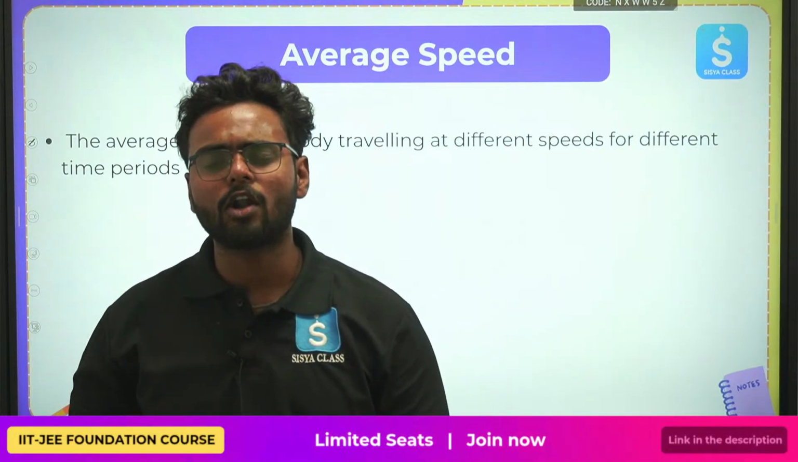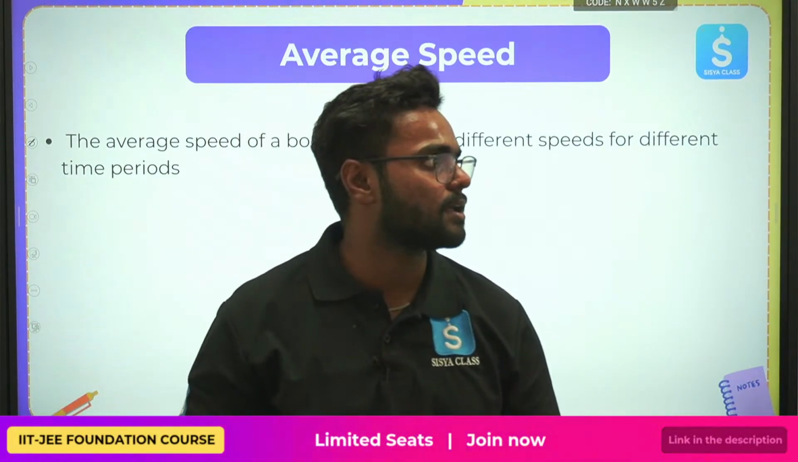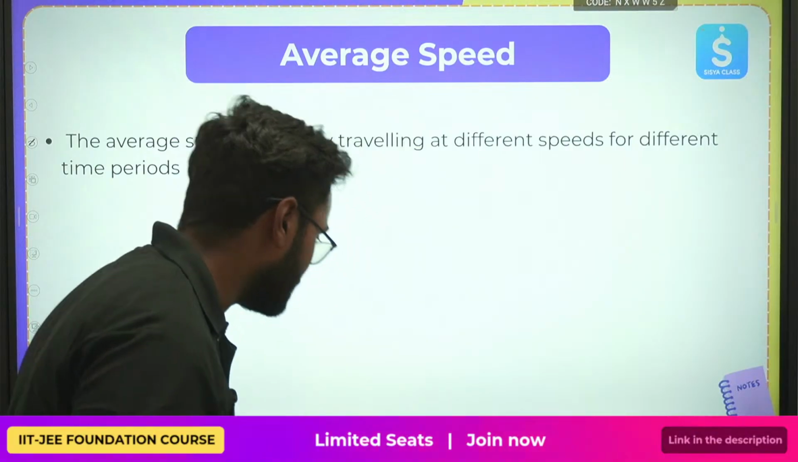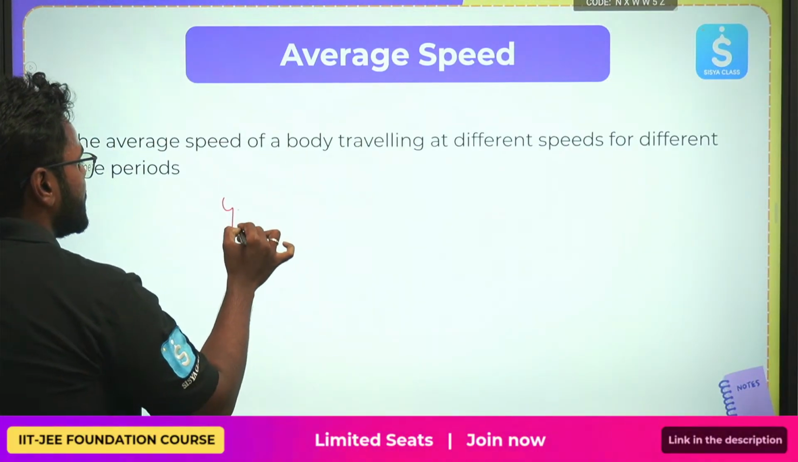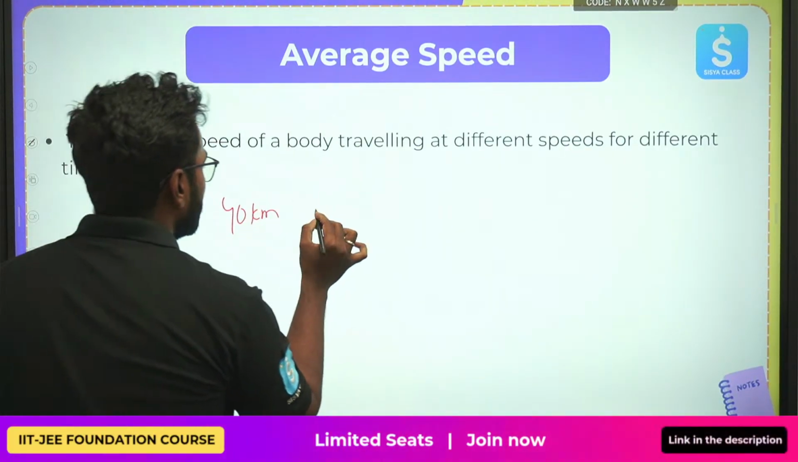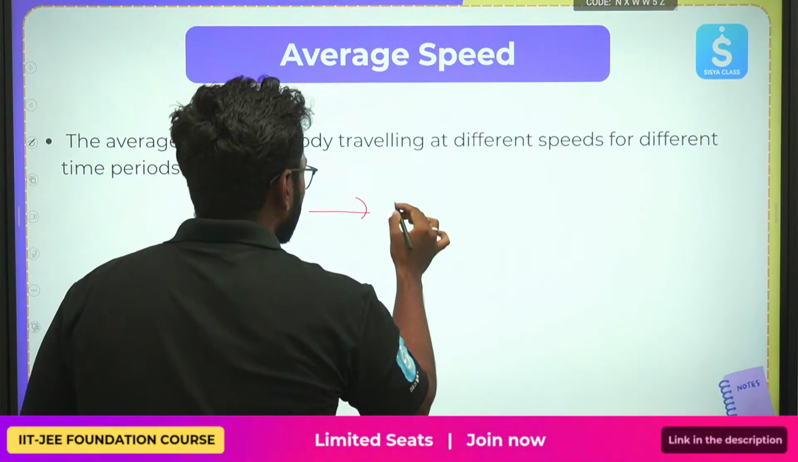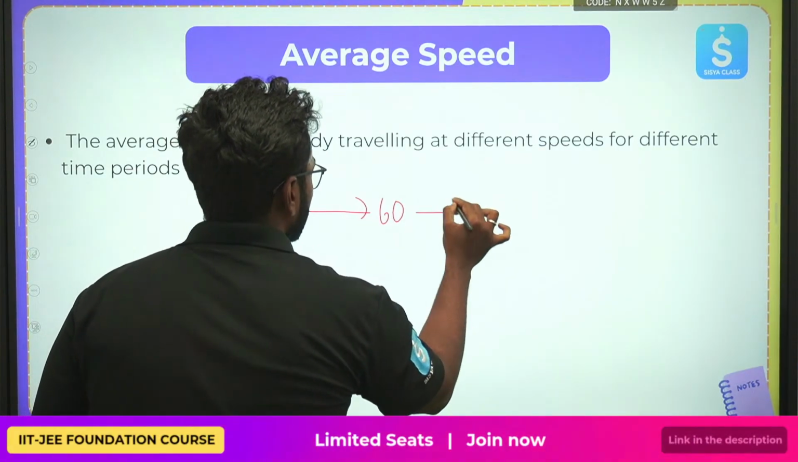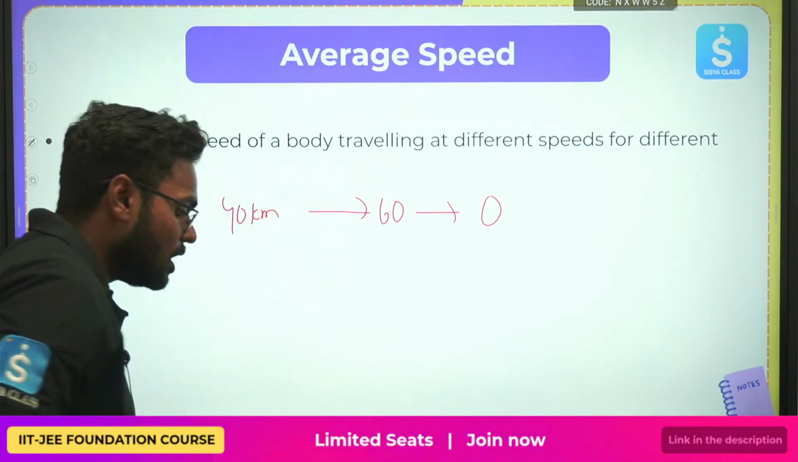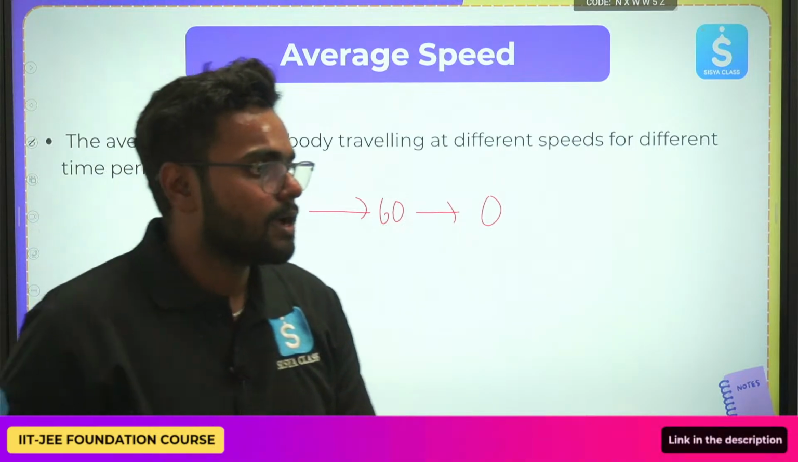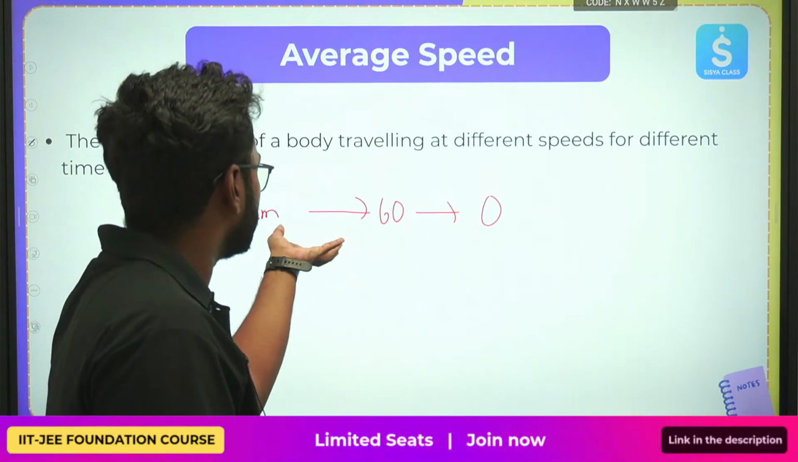You won't be traveling at 40 kilometers per hour or 60 kilometers per hour constantly, right? Your speed will be varied. You would be coming up with 40, then you might increase your speed, then you might get a halt, and the speed might become 0. So average speed is nothing but the average of the total speed you have taken.